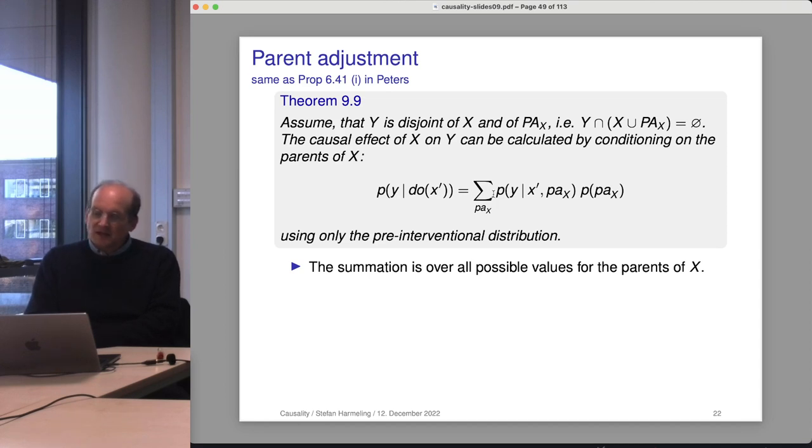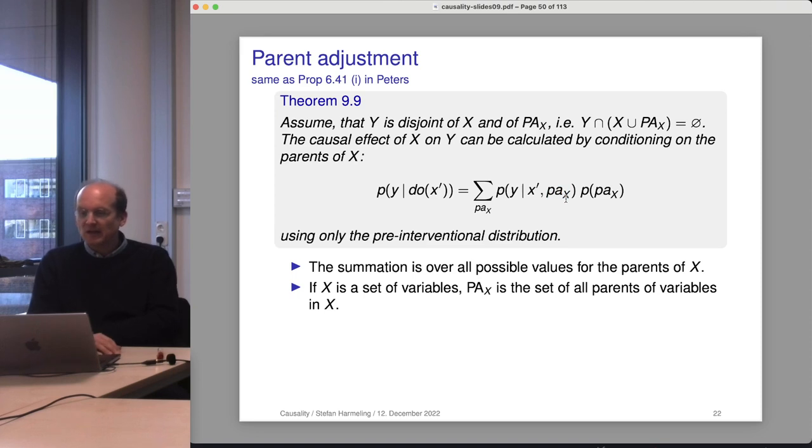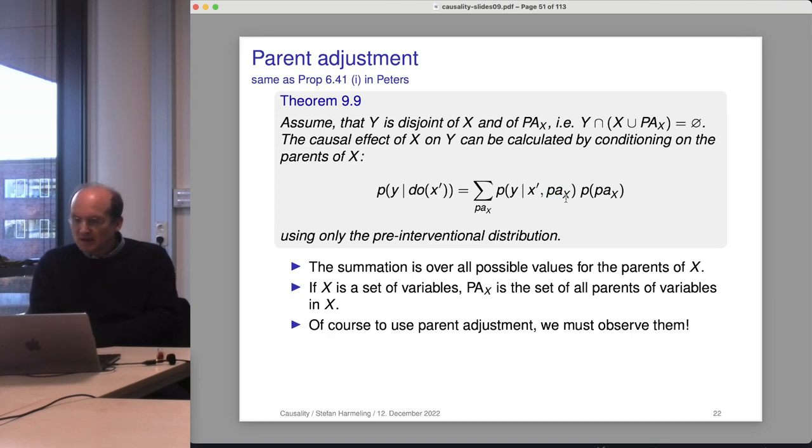Now the summation that I wrote here is going over all possible values of these parents of x. It's like the summation we just had on the board. So it's over all possible values of x1, over all possible values of x2, and so on and so forth. Everyone who's in these parent sets. Now, this is only a solution to our problem if we can observe x, y, and the parents of x, right? In that case, we know all the expressions on the right-hand side, and then we can answer the question of the causal inference here.